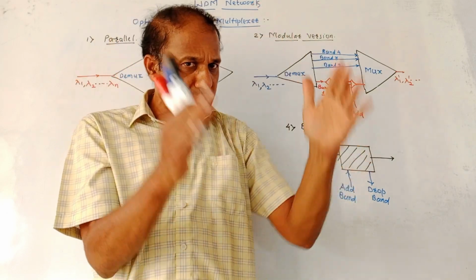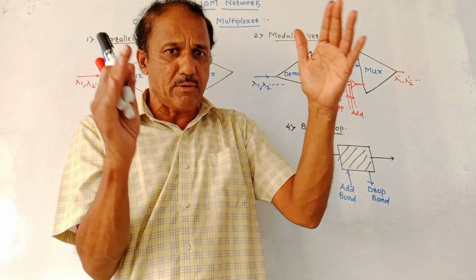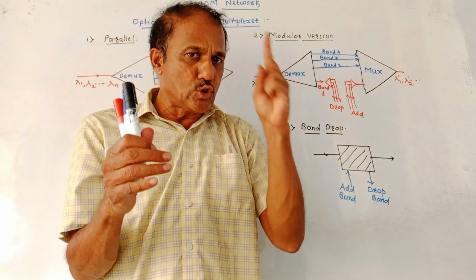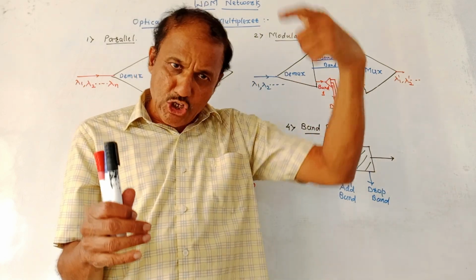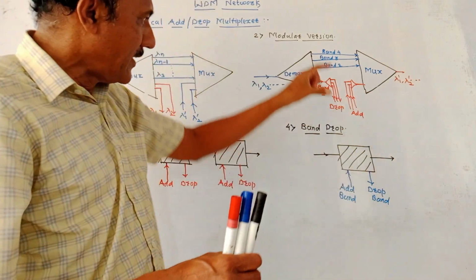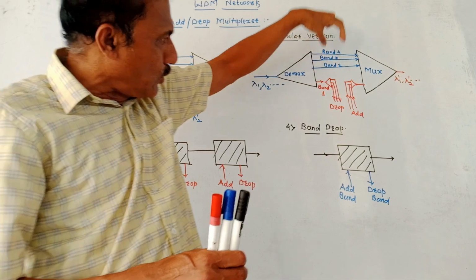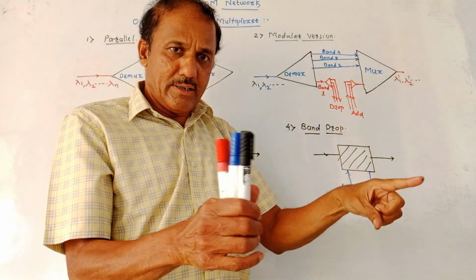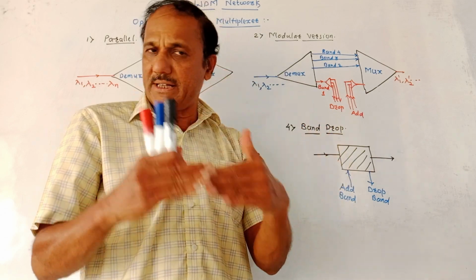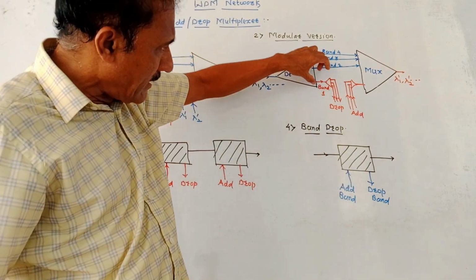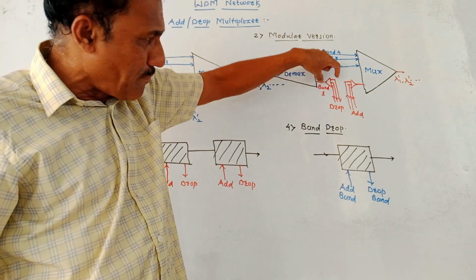So these 16 channels, 16 wavelengths, are divided or grouped into 4 groups. So each group is called one band. So there are 4 bands. Each band will contain 4 wavelengths. Now we want to keep band 2, band 3, band 4 as they are, and we want to drop out band 1. As I said, there are 16 wavelengths. Band 1 may contain lambda 1, lambda 2, lambda 3 and lambda 4. So we can use this device and we can drop out this band 1.